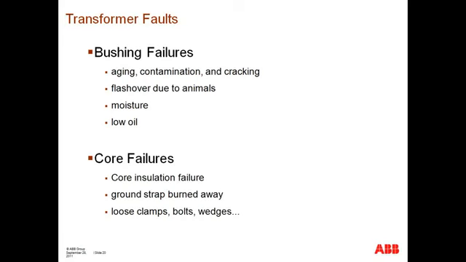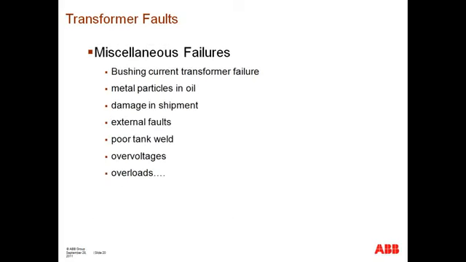And then you also have actual physical damage of the bushing due to earthquakes, objects thrown at the bushings, and so on. Core failures: you could have core insulation failures, similar to what we discussed with the windings, ground strap being burned away, loose clamps, bolts, wedges, and most of these are the result of the mechanical movement due to mechanical forces involved with magnetic forces involved with high fault currents.